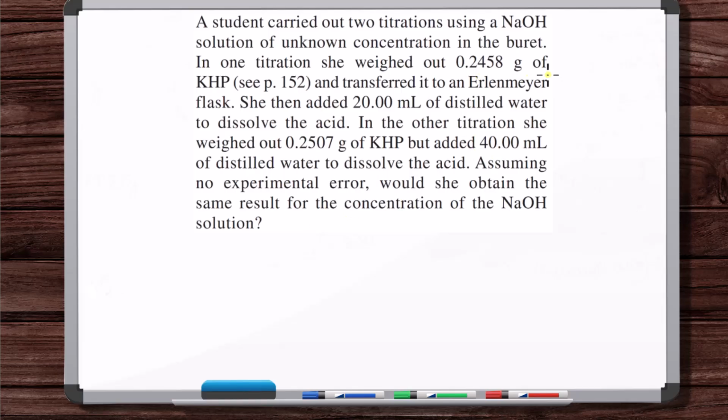With these different test setups, you're going to need to add a different amount of sodium hydroxide from the burette, but so what? It's all going to equal out, and you're going to get the same concentration of the unknown solution.